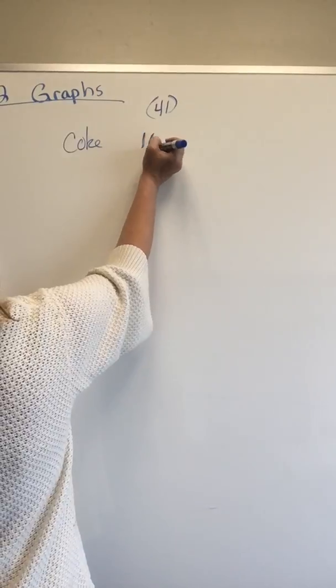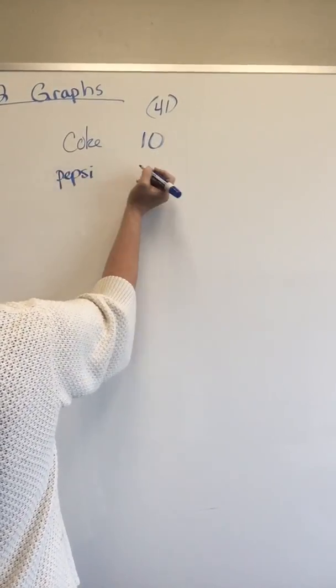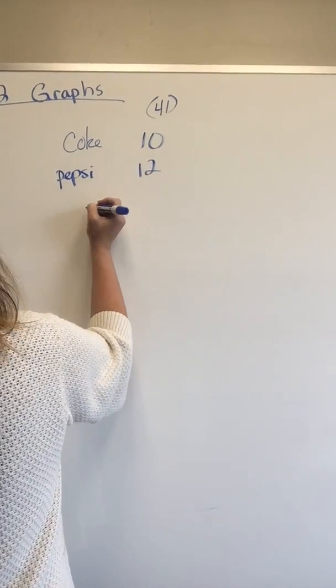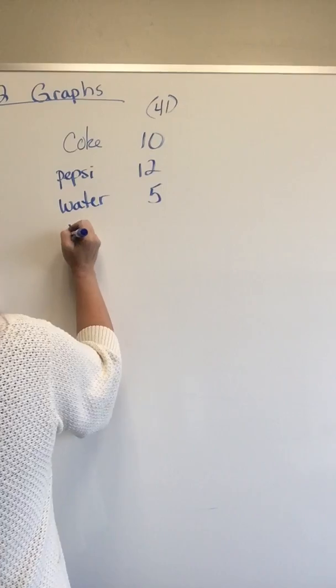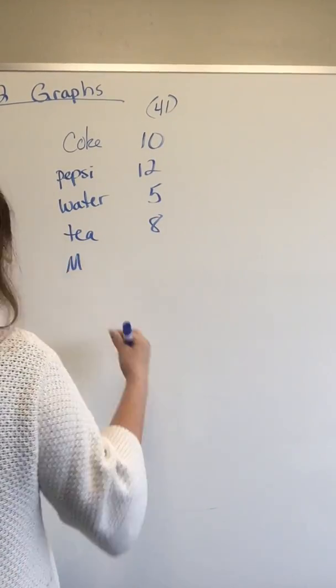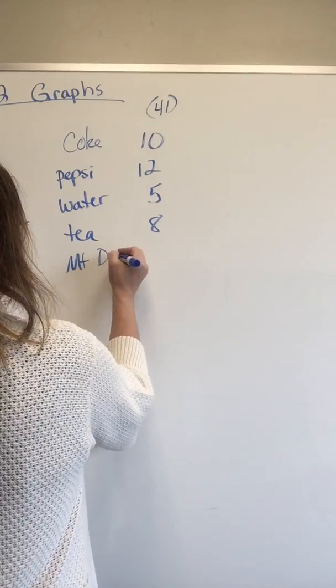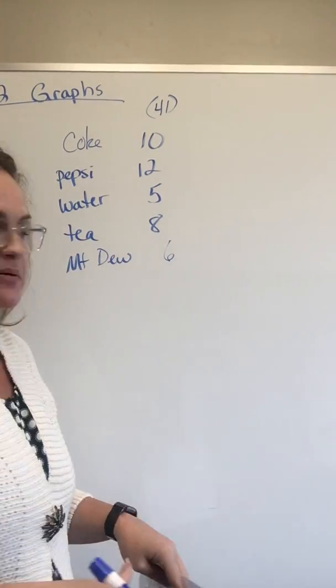So let's say that 10 people said Coke is their favorite. I know there's a big Pepsi-Coke debate. So say 12 said Pepsi. 5 of you just like water. 8 are tea drinkers. And let's say Mountain Dew, we've got 6. So that makes up 41. I just made those up.